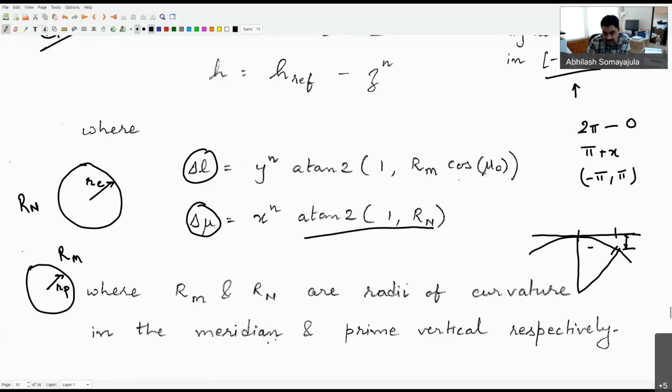In essence, just think of it in this manner: this is accounting for the curvature of the earth. These two terms which you are seeing, they are accounting for the curvature of the earth.